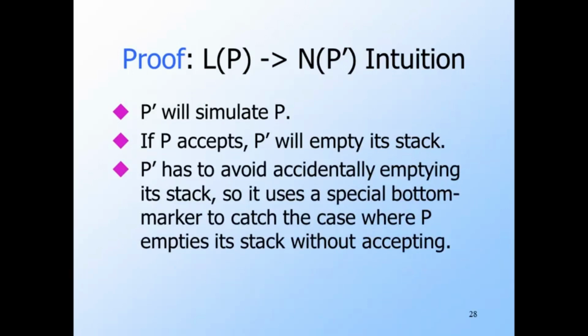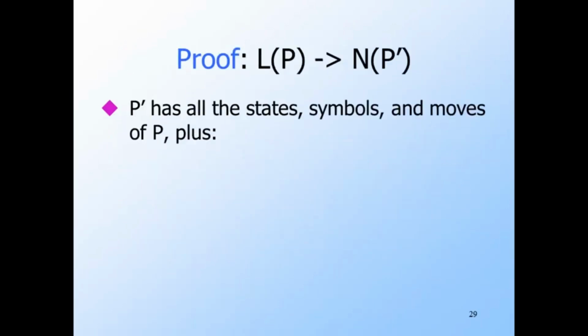But since P prime accepts whenever it empties its stack, and P might do that on inputs it doesn't want to accept, P prime needs a bottom of stack marker to prevent it from accidentally emptying its stack during the simulation of P. Thus, we'll give P prime all the states, symbols, and moves of P in order to do the simulation of P, plus a few other bells and whistles which we'll explain next.